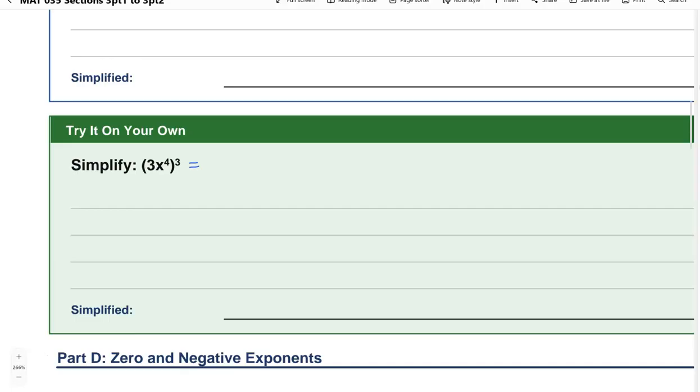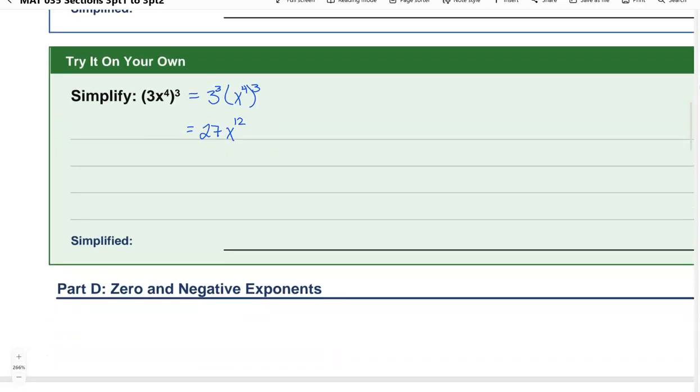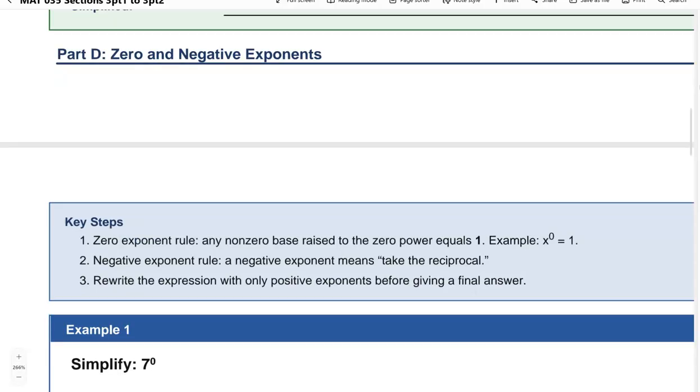So this one, we have 3x to the 4th, and all of that is being cubed. So we're going to write that as 3 cubed times x to the 4th cubed. 3 cubed is 27, and x to the 4th cubed, we're going to multiply those powers to get x to the 12th. So our final answer is 27x to the 12th.